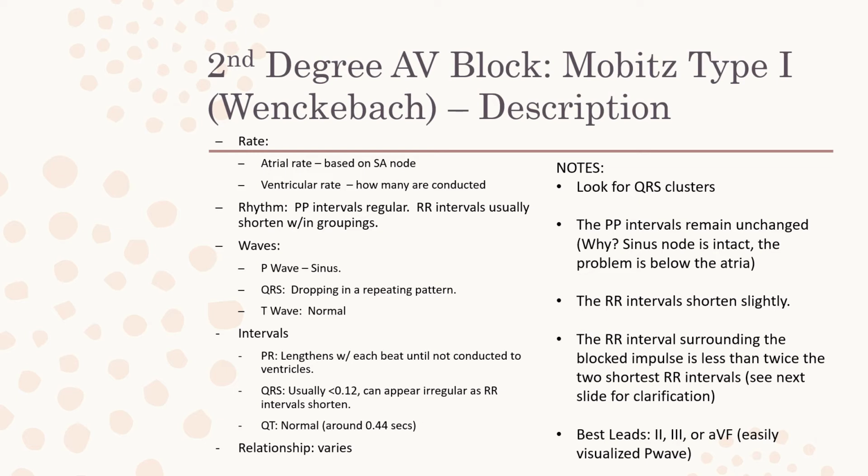The R to R intervals shorten slightly. The R to R interval surrounding the blocked impulse is less than twice the two shortest R to R intervals, and we're going to talk about that in the next slide for clarification. And your best leads are 2, 3, or AVF, where you can easily visualize the P wave.